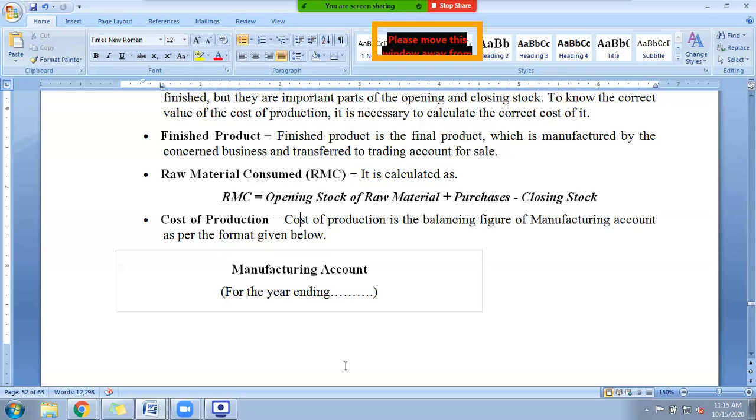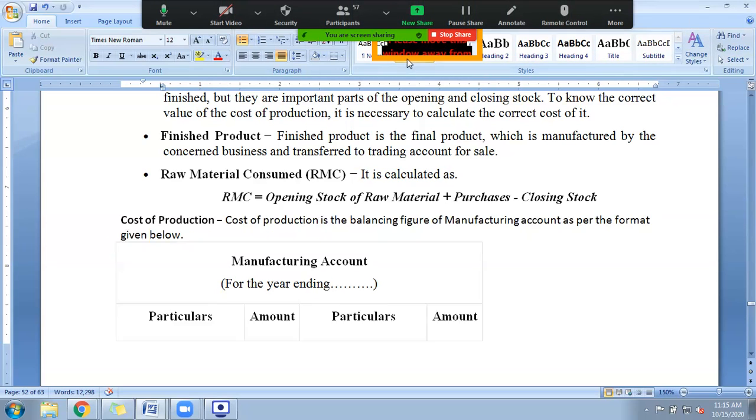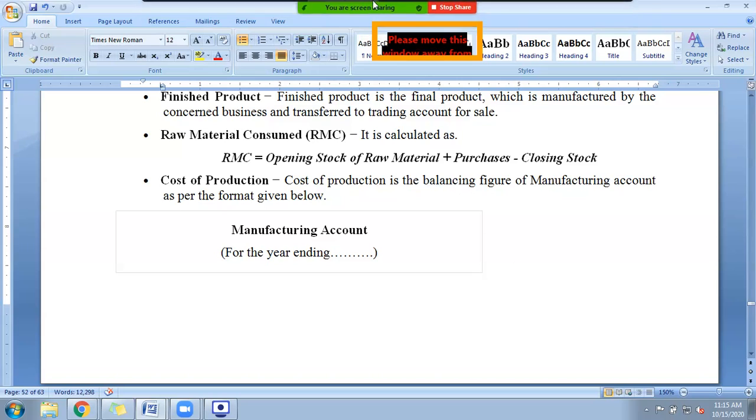For example, I manufacture pens. A single pen manufacturing cost is 5 rupees, correct? This is cost of production. Cost of production plus profit equals sales, correct? I manufactured the pen for 5 rupees, I sell it for 8 rupees, so my profit is 3 rupees. Clear?